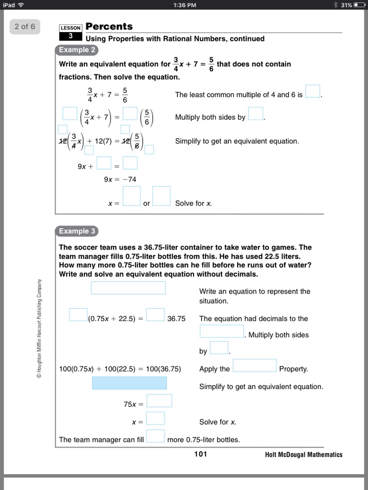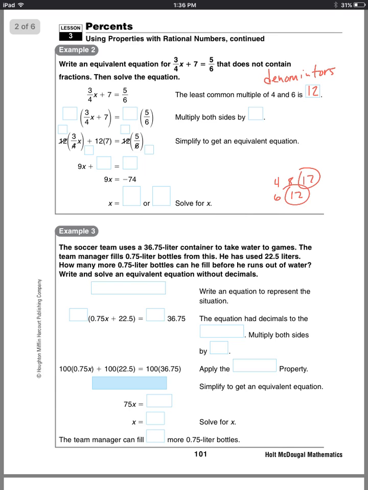So, what we want to do is find the least common multiple of 4 and 6, or our denominators. Okay? So, the least common multiple of our denominators. In this case, I spelled denominators wrong. 4 and 6 are our denominators. Okay, so we have 4, 8, 12, and 6 and 12. So 12 is our common denominator.